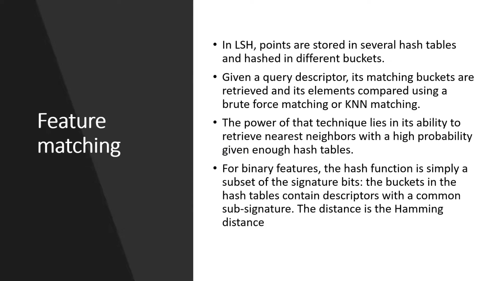The feature matching, as we mentioned earlier, is done using the LSH property, where the points are stored in several hash tables and hashed into different buckets. Given a query descriptor, its matching buckets are retrieved and these elements are compared using brute force matching or KNN matching. The power of this technique lies in its ability to retrieve the nearest neighbors with high probability, given enough hash tables. For binary features, the hash function is simply a subset of the signature bits, so the buckets in the hash tables contain descriptors with a common subsignature. The distance is the Hamming distance that I talked about earlier, and we use this to identify the matching.